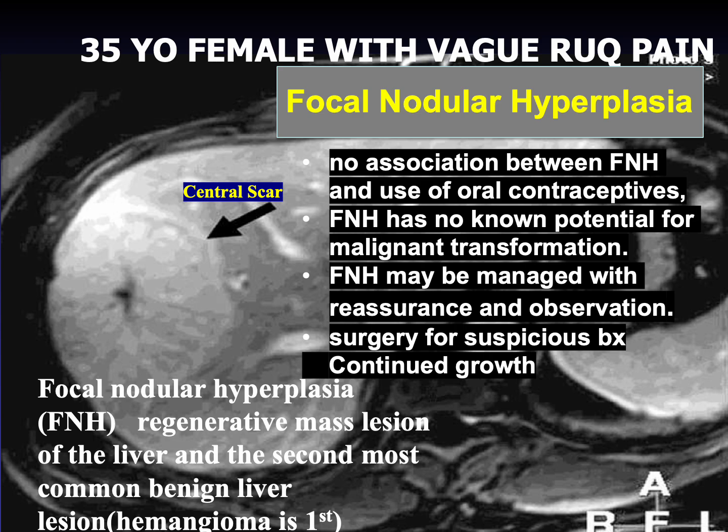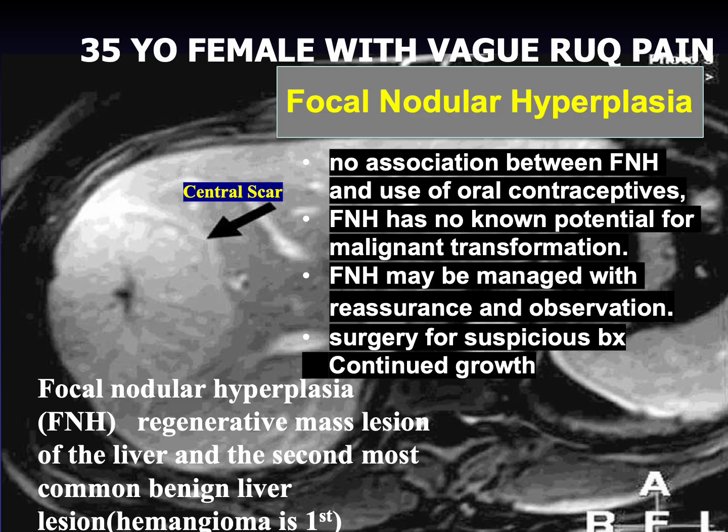Close observation is recommended with serial imaging every 3 to 6 months. However, biopsy or resection is pursued if a patient is symptomatic, if there is concern for an underlying malignancy after an inconclusive biopsy, or if a lesion displays continued growth. The definitive therapy remains surgical resection.